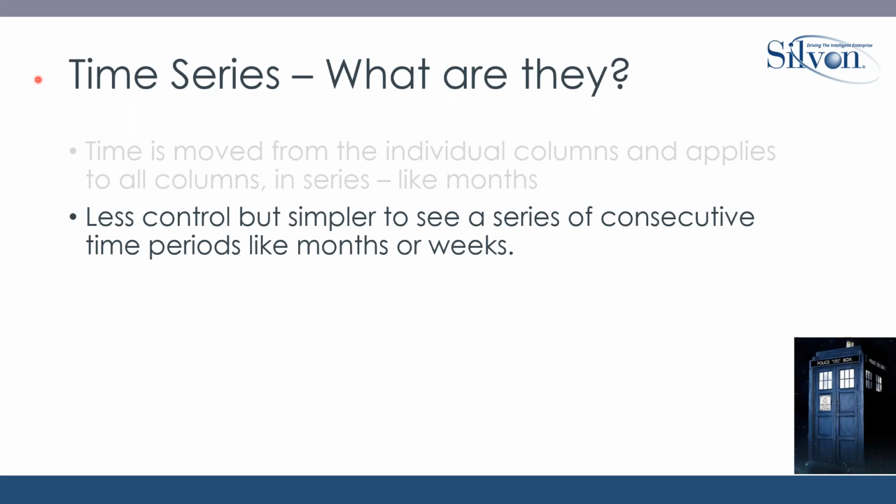Probably months and weeks are the most common things we see here. So I want to have my months going across the top of the page, and it's going to show me the sales for every one of those months, or the costs, or whatever it may be. So you have less control in terms of individual column control, but it's much simpler to see a series of consecutive time periods like months or weeks. And this is great if you're looking at a plan that goes out over time, you're comparing it to sales, something like that. Makes it really easy to do that.